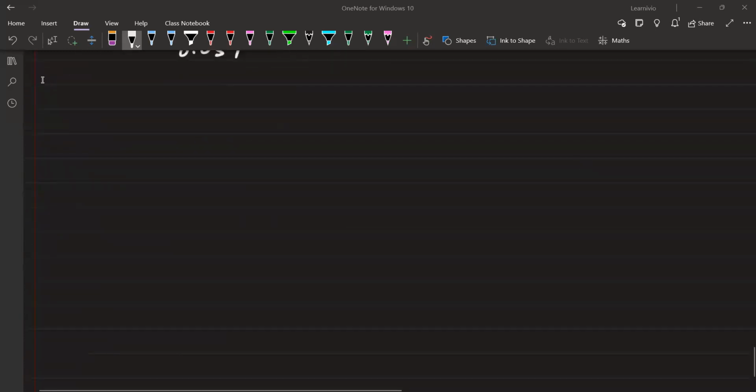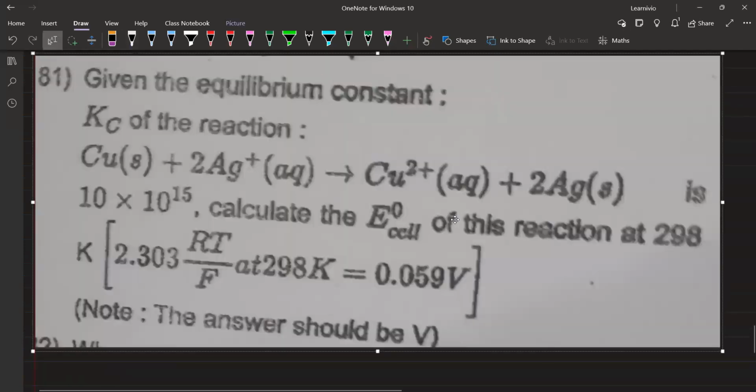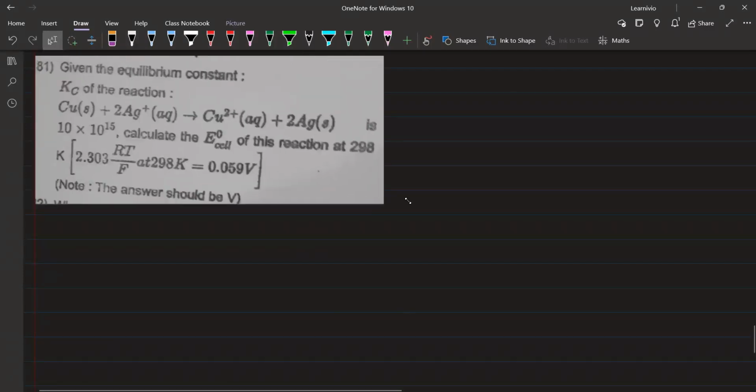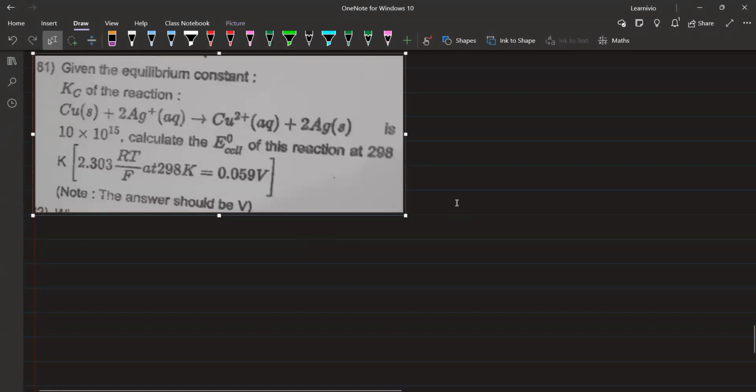Okay. Let us do a small question. The question is actually very big. Okay, this was the question that was sent to me by the management asking, sir, is this question correct? The students are saying it is not correct. Okay, let's see whether the question is correct or not. What the question is saying, the given equilibrium, now you will see equilibrium constant, you will say, oh my god, we have not studied 11th class, how will we do this question? Nothing to worry. Given the equilibrium constant Kc of the reaction Cu plus 2Ag+ gives Cu2+ plus 2Ag is 10 into 10 to the power 15, calculate the E naught cell of this reaction at 298 Kelvin.